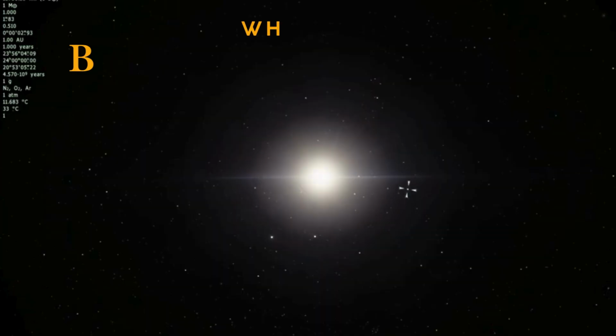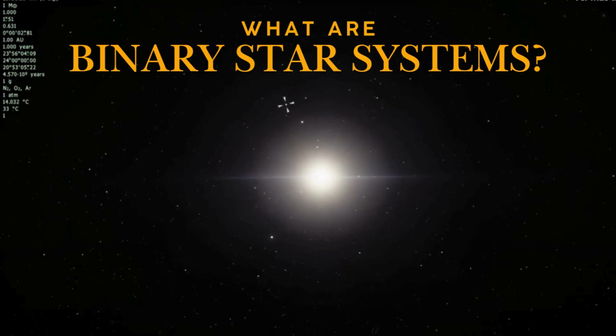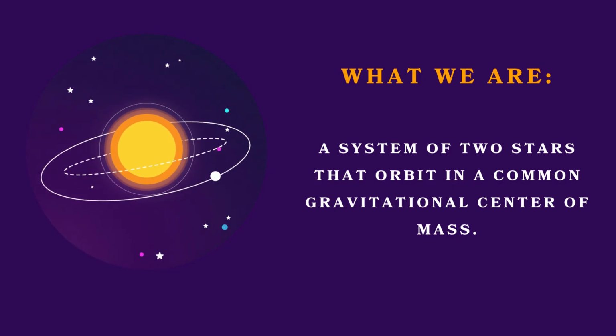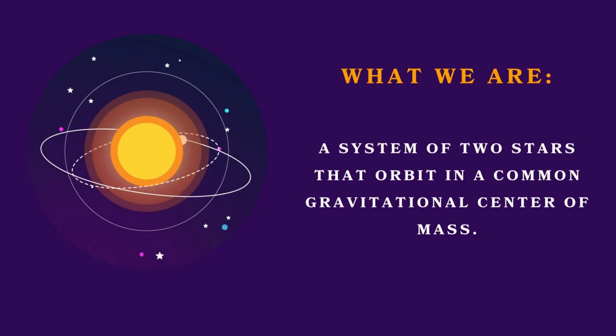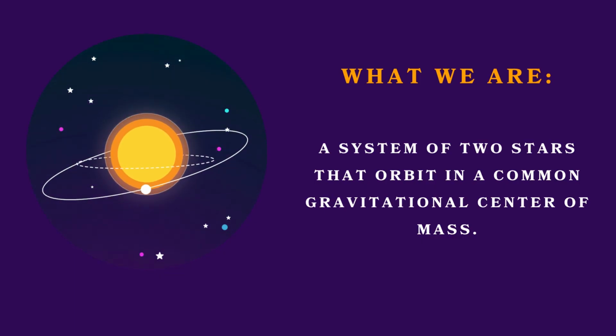Today we will have a very special topic, which is binary systems. So first of all, we need to know what they are. The definition is: a system of two stars that orbit a common gravitational center of mass, meaning that they share the same gravity.